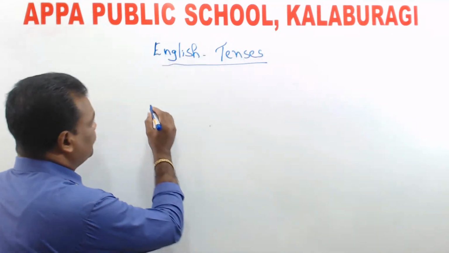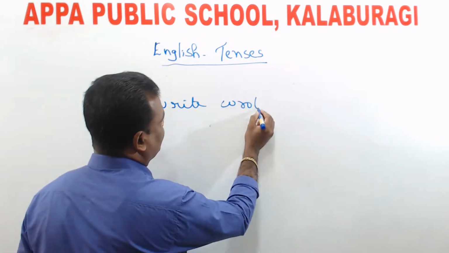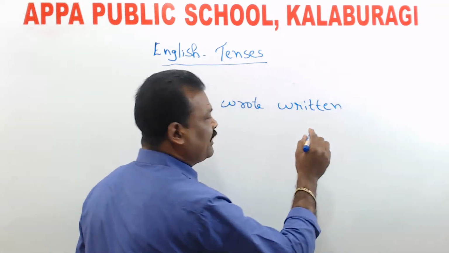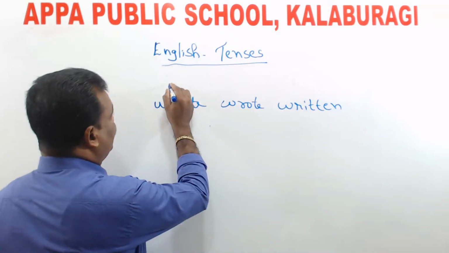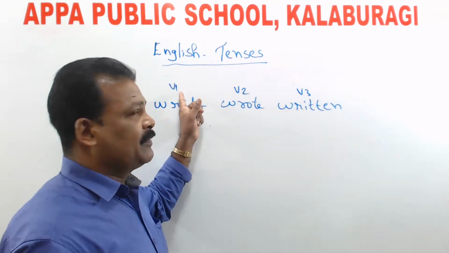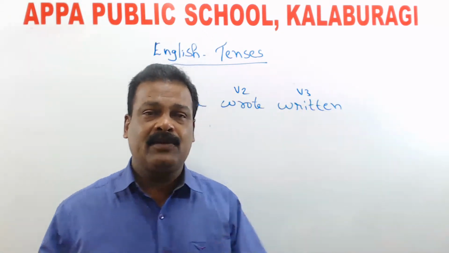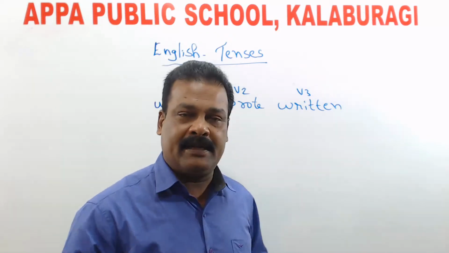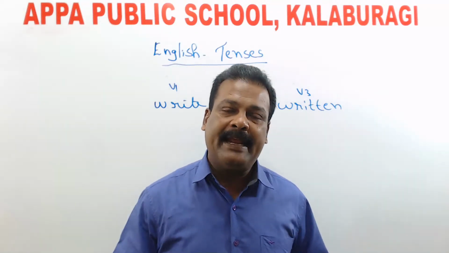Verb forms like write, wrote, written. These are the forms. Even writes and writing are general forms, but normally we learn these three. This is called V1, this is called V2, and this is called V3, meaning verb first form, second form, and third form of the verb. Write, wrote, written. Do, did, done. Come, came, come. Speak, spoke, spoken. Sit, sat, sat. Dig, dug, dug. Play, played, played.